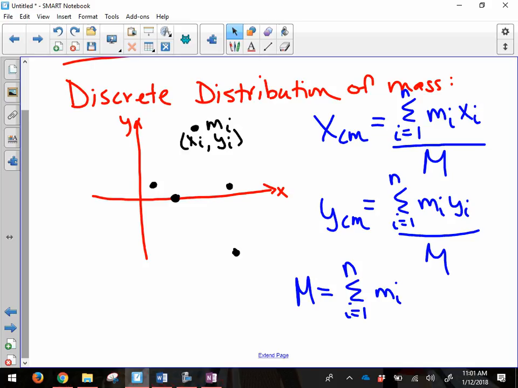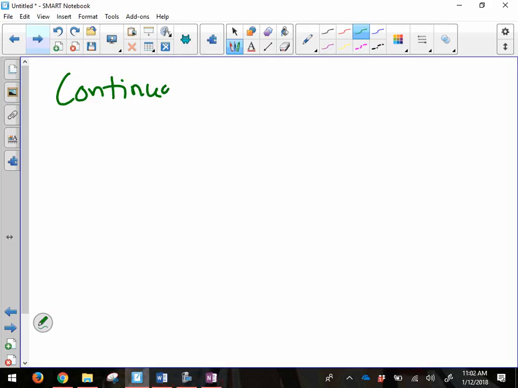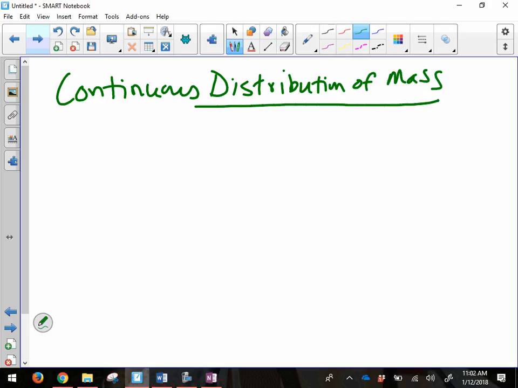So in the case of the paper, in the case of you, in the case of my water bottle, or all kinds of things, we don't have a discrete distribution anymore. What we have is a continuous distribution of mass or matter or material or whatever you want to call it.